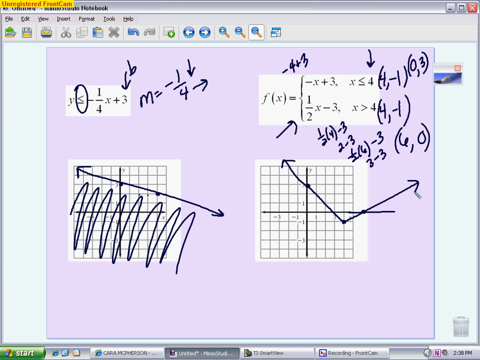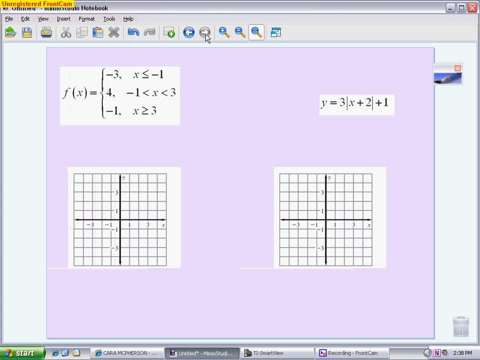We talked about how piecewise functions could look a couple different ways. You could have a gap in your graph, or in this case you have one stopping and starting at the same point, so you do not have any type of gap in your graph. I've got one more piecewise, and then we'll finish with an absolute value.